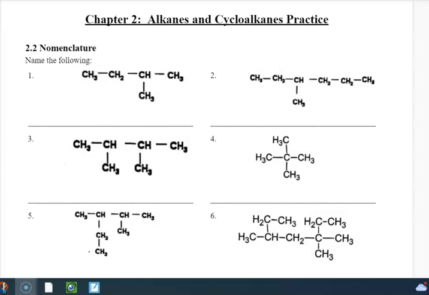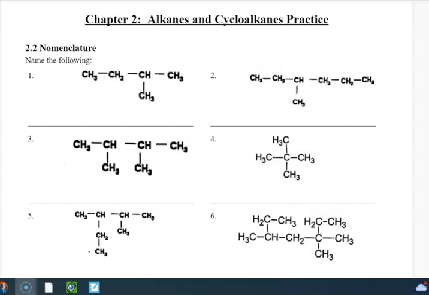So number 1, I'm going to number it from right to left. So the branch is on the second carbon. Hopefully you see that. So the correct answer is 2-methylbutane. If you wrote 3-methylbutane, then you numbered it from left to right, and the 2 is a lower number than the 3. So that's why you have to number it the other way. So again, the answer to number 1 is 2-methylbutane.